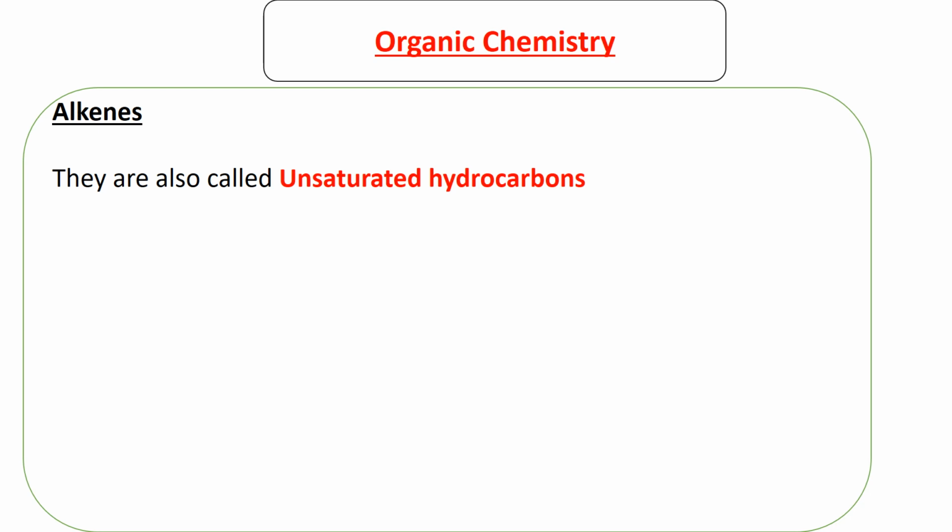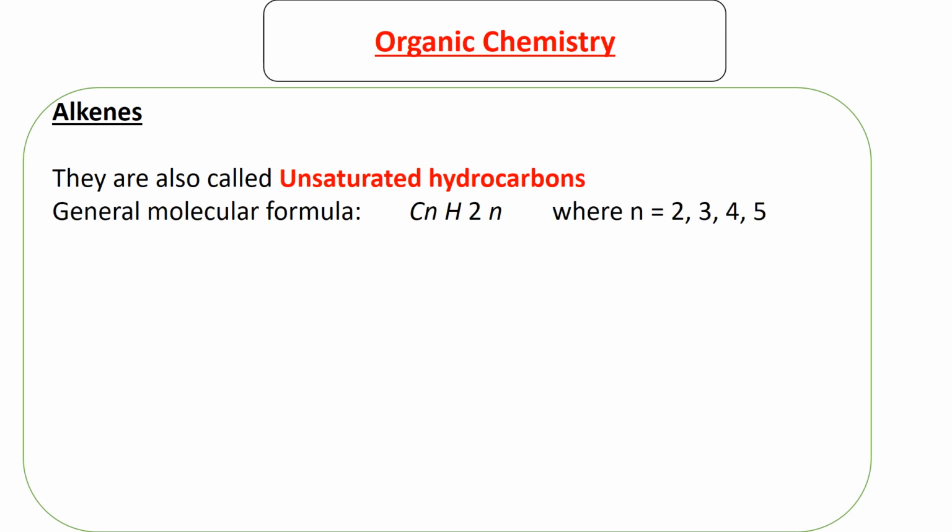Why are they called unsaturated? So there must be a reason why they are called unsaturated. The general formula for alkenes is CnH2n, where n is an integer. So if C is 4 here, it means H is going to be 2 times 4, 8. So whenever you see a hydrocarbon where the number of hydrogen atoms is twice the number of carbon atoms, then know that it is an alkene.